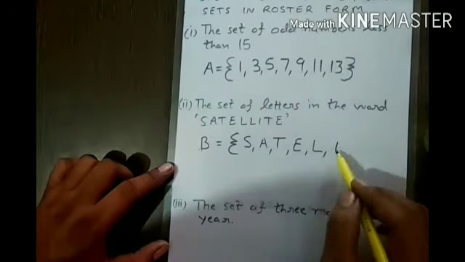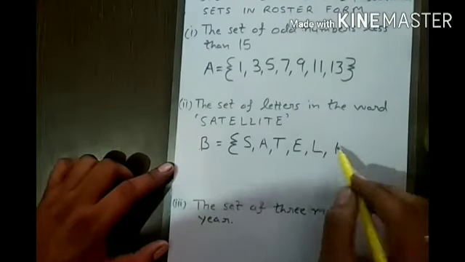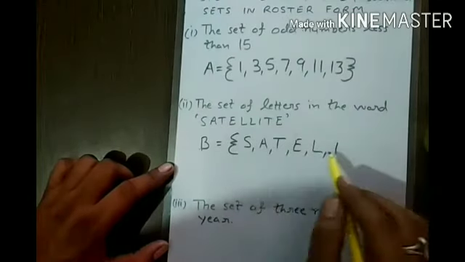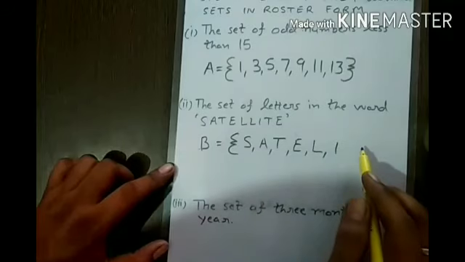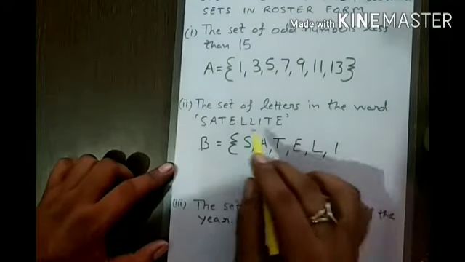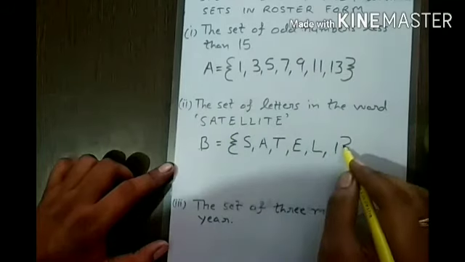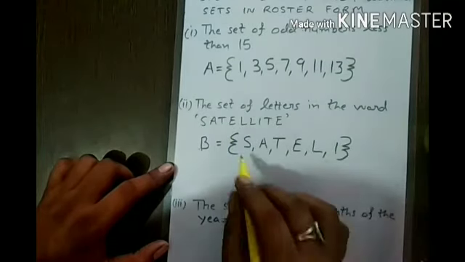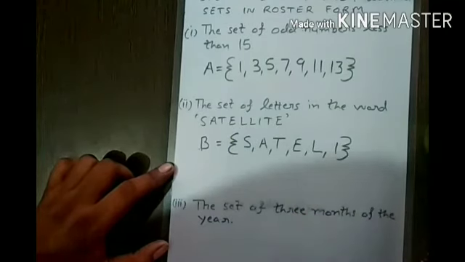After that I, then T. T is already written, so I will not write the repeated T, and E also. So I will close the braces of the set. This is the required roster form for the word satellite.